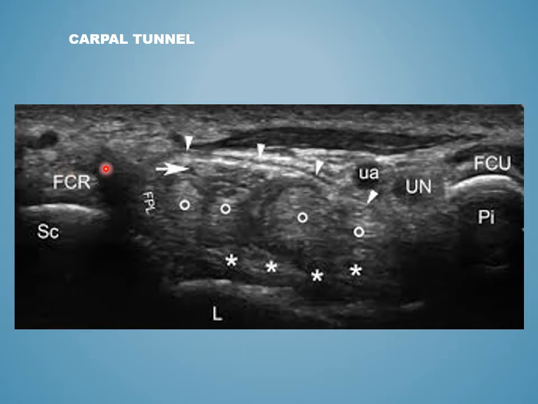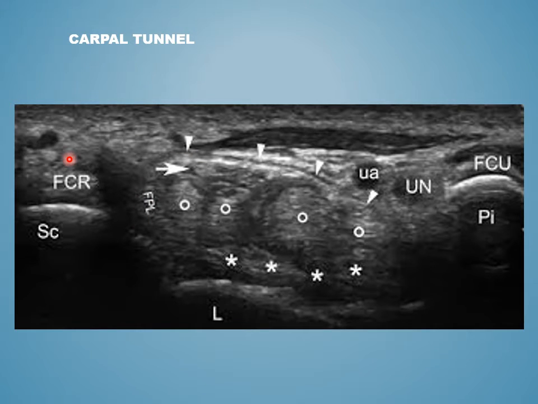This is an ultrasound of the carpal tunnel. The thin line here is the flexor retinaculum. Beneath it is the median nerve, then the flexor digitorum superficialis and the flexor digitorum profundus. Another tendon in the carpal tunnel, which is the flexor pollicis longus, seen at the radial side.